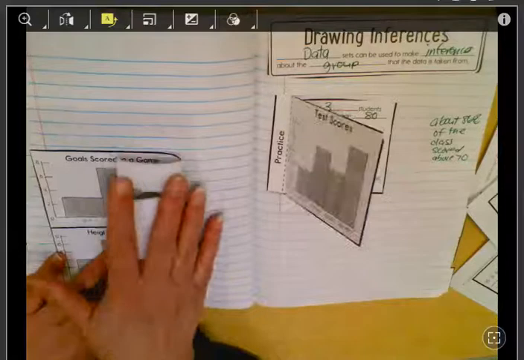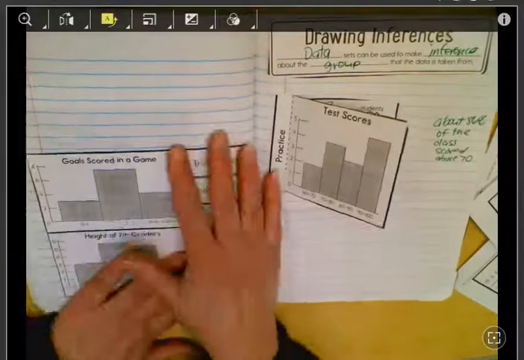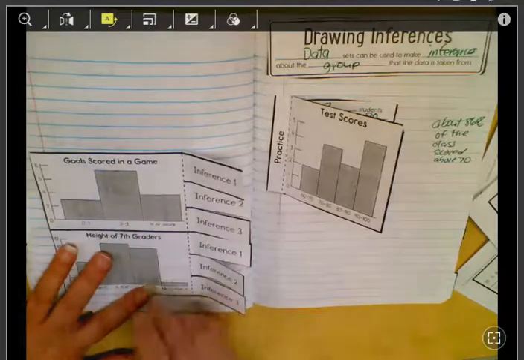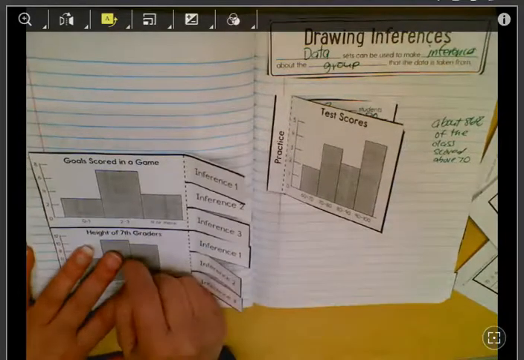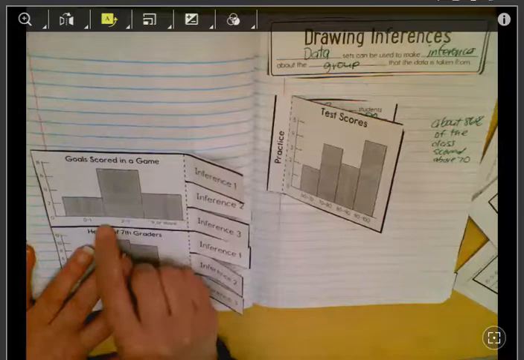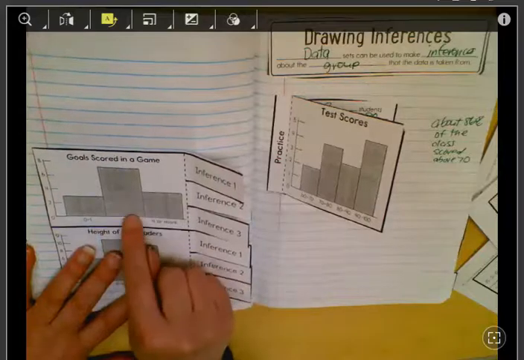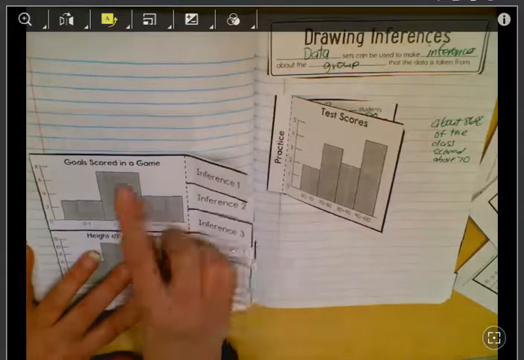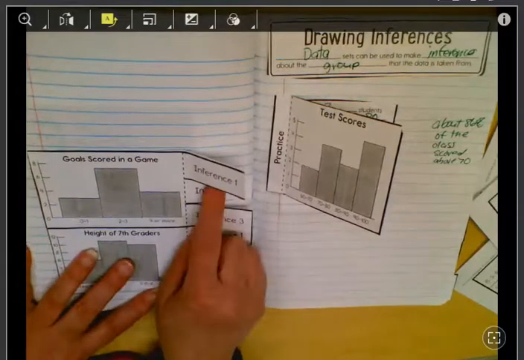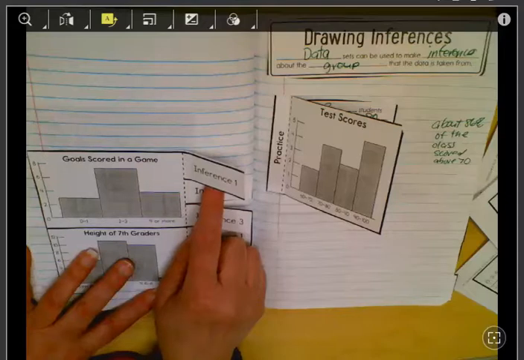I did not do these yet because I want you to come up with 3 inferences. And mostly, if you look at it and make a true fact, it's an inference that you can make. So this is goals scored in the game. What do you know about the goals scored in the game? Can you come up with any facts based on this that you can infer about it? Like how many goals total were in the game?